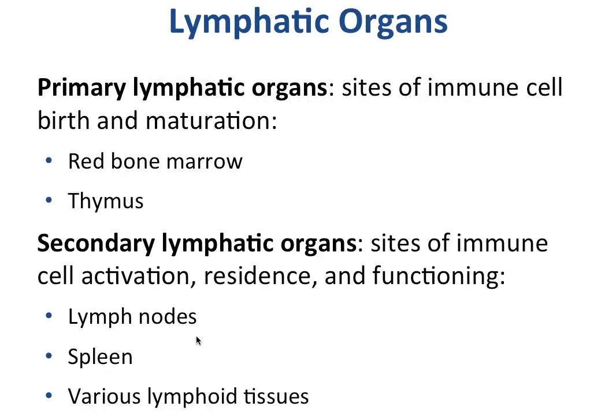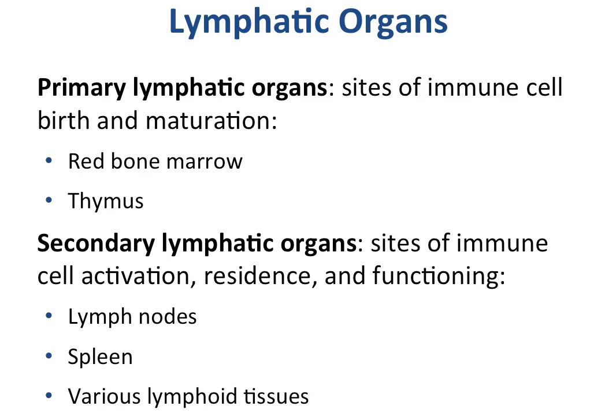So for lymphatic organs, we have primary organs and secondary organs. The primary organ is the organ that makes the immune cells, like the red bone marrow and thymus. Secondary organs are organs that can activate immune cells or make the immune cells mature, or they are the place for the immune cells to stay.